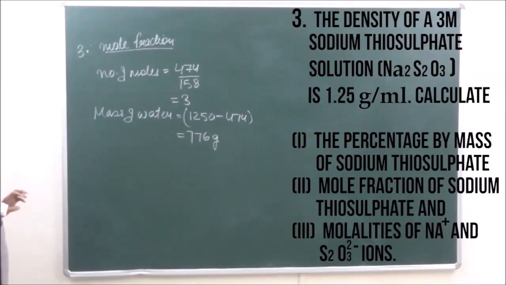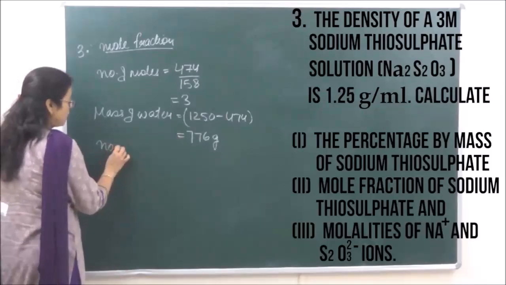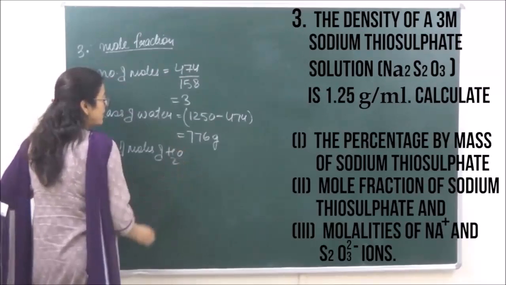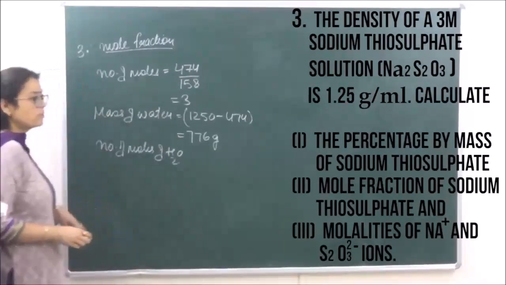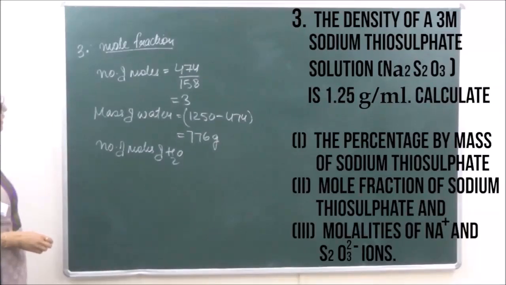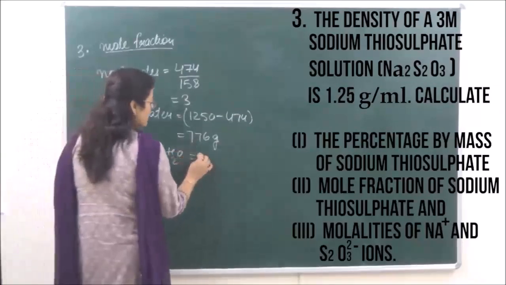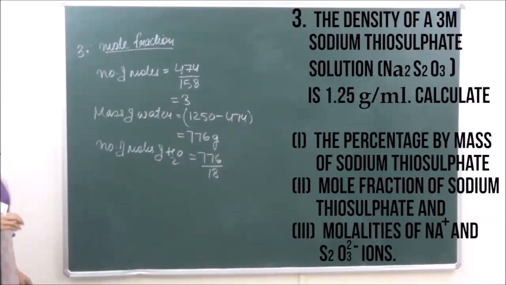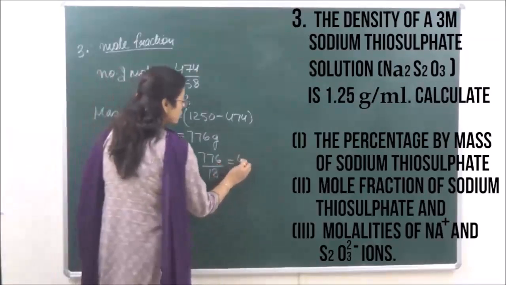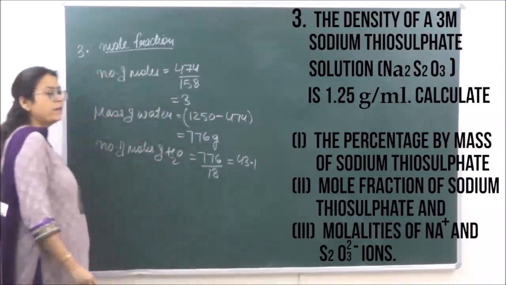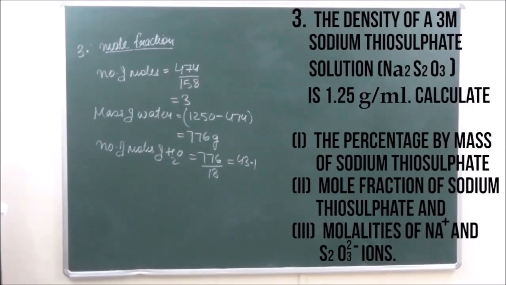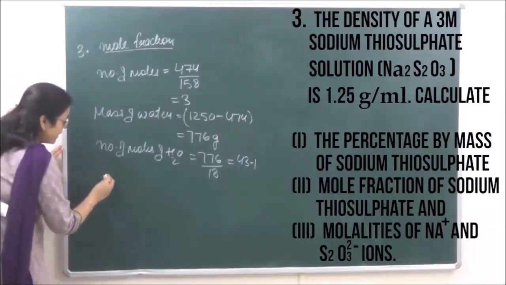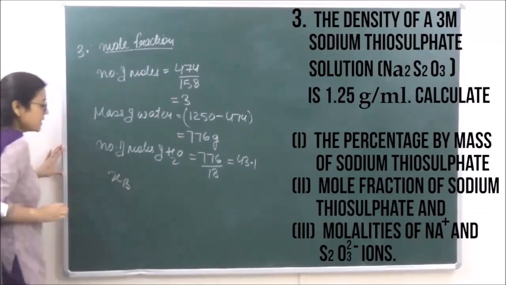The number of moles of water will be mass given upon molar mass of water, 776 upon 18. So this is coming to 43.1. Now to calculate the mole fraction of Na2S2O3, that is sodium thiosulfate, let's say that is the solute.